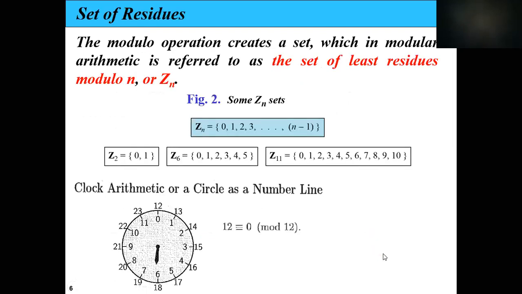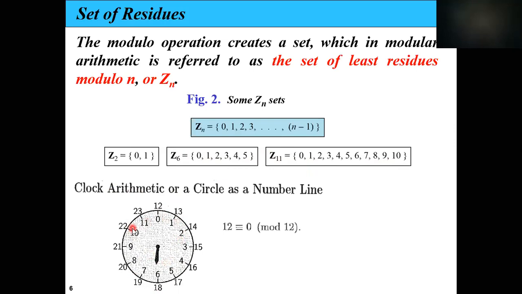As I told you in my first slide, we sometimes call it clock arithmetic. The set of modular classes in Zn is 0, 1, 2, 3 up to n minus 1. Whenever I talk about Z2, there are two classes, 0 and 1. Whenever I talk about Z6, the modular classes are 0, 1, 2, 3 up to 5. And whenever I talk about Z11, it means 0, 1, 2, 3 up to 10. So sometimes we call it clock arithmetic.